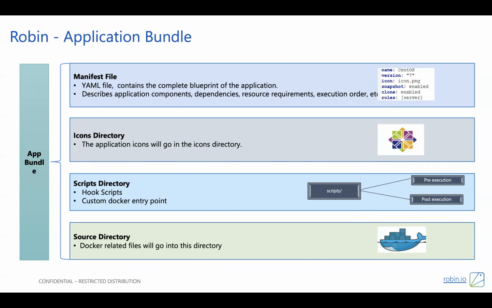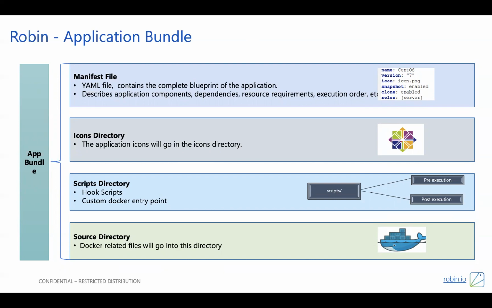Additionally, you can have multiple other configurations, such as whether snapshot is enabled, you want certain app hooks to be run, and certain affinity, anti-affinity rules that can be placed in the manifest YAML file itself.